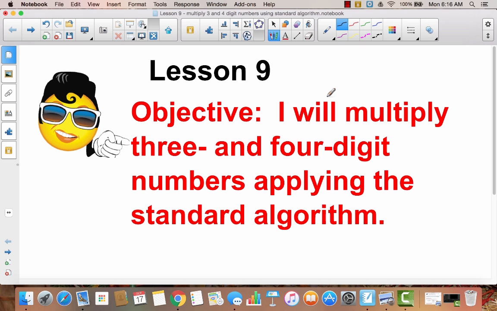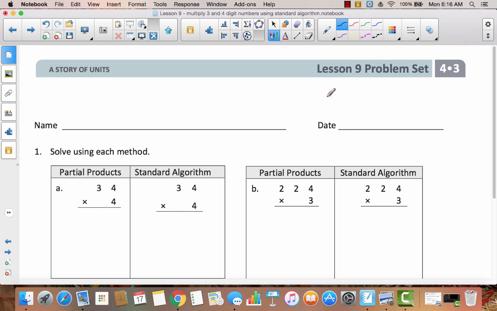Lesson 9, I will multiply 3 and 4-digit numbers applying the standard algorithm. So in your Zern lesson, you learned how you can go from partial products to standard algorithm, and that's what we're going to practice in this lesson as well. Go ahead and get out your problem set and make sure that you write your name at the top, and we're going to start with some partial products.